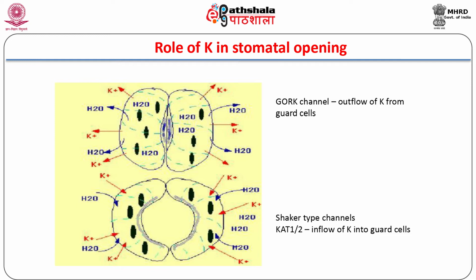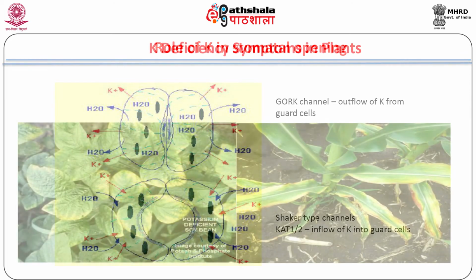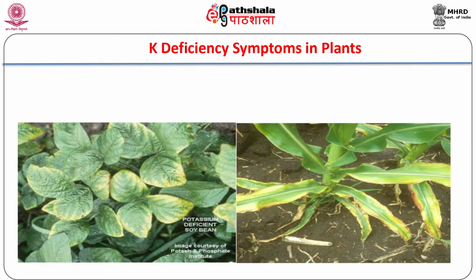This channel brings about potassium efflux and causes stomatal closure. Persistent deficiency in soil potassium availability leads to development of characteristic symptoms like chlorosis and scorching of leaves along the margins. Older leaves show the deficiency symptoms first, since the potassium ions are mobilized from these leaves to young growing tissues. Continued potassium deficiency leads to growth retardation and death of the meristems.